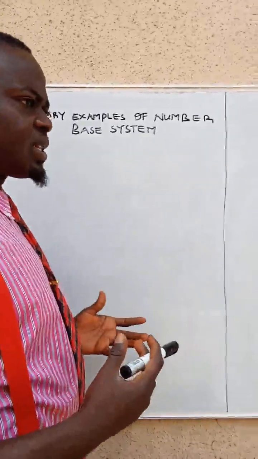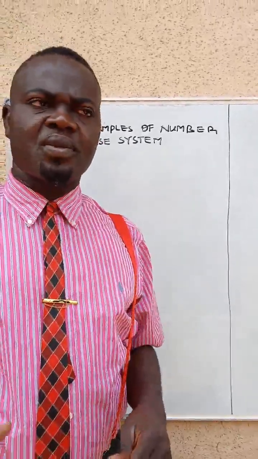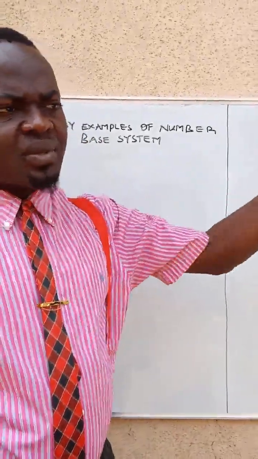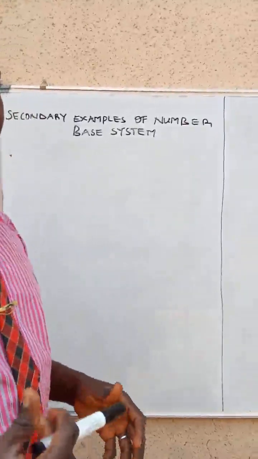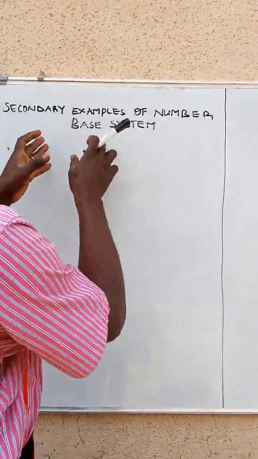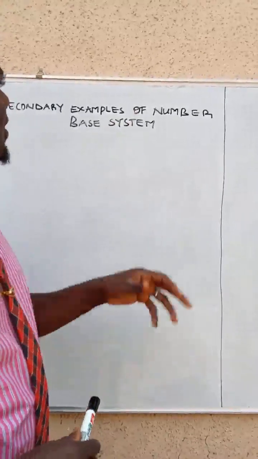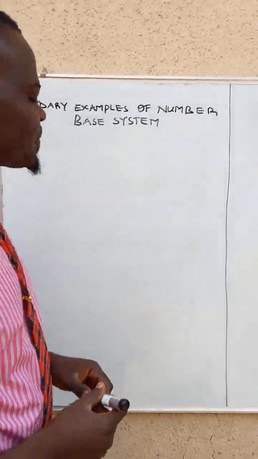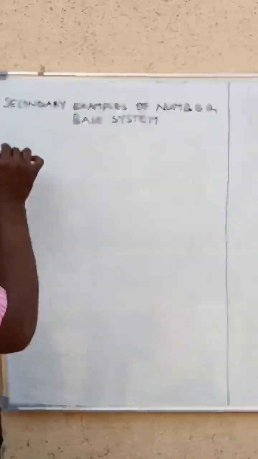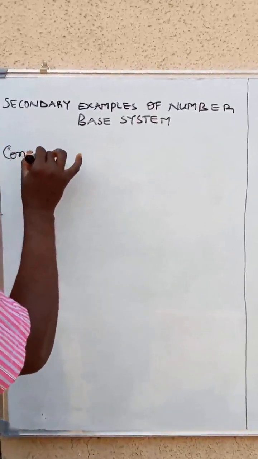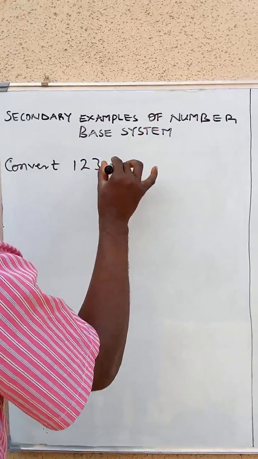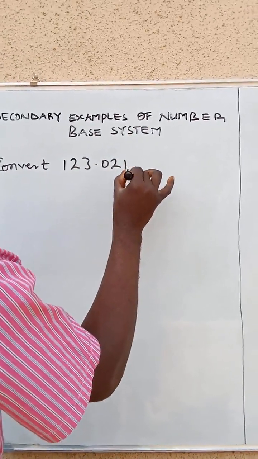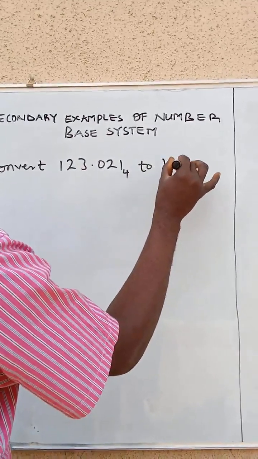Secondary examples of number-based system. There are some number-based systems that I'll bring for you from exam, WAEC past questions, NECO, GCE, and others. Well, let's take some of them as we round up this very topic, number-based system. Now convert 123.021 in base 4 to base 10.